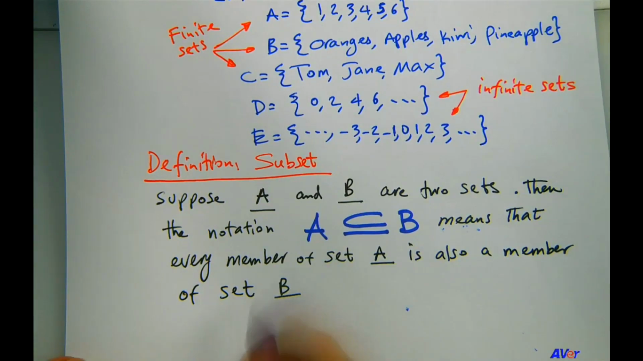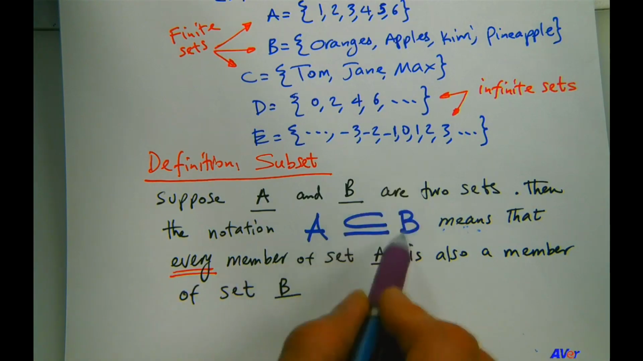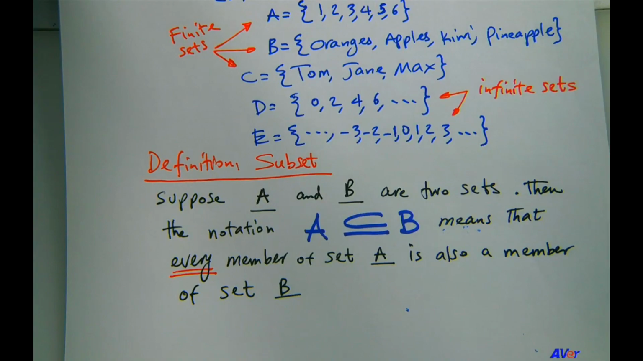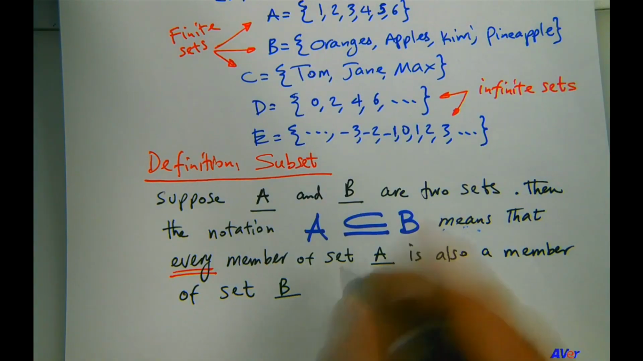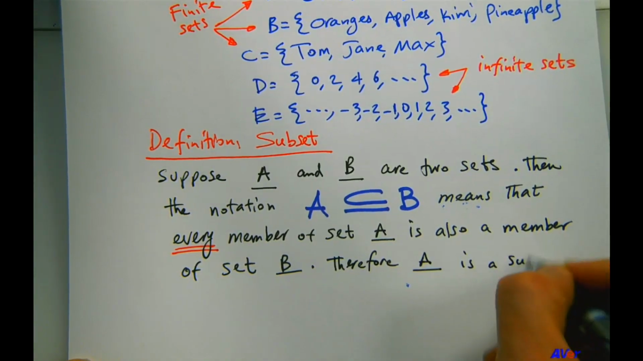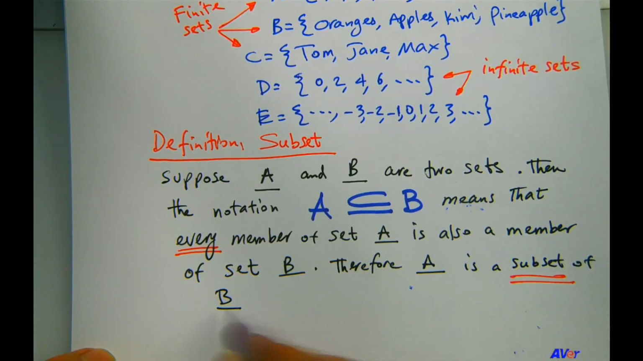And the critical word here is every. So if you have A that has 3 members out of 4 members of B that are similar, but the next member is not similar to B, then A cannot be the subset of B. So if the two sets are different by even one member, then you cannot say that A is a subset of B. So every member of set A must be also a member of set B in order for us to say A is a subset of set B. So, and let me add that. So therefore, A is a subset of B.